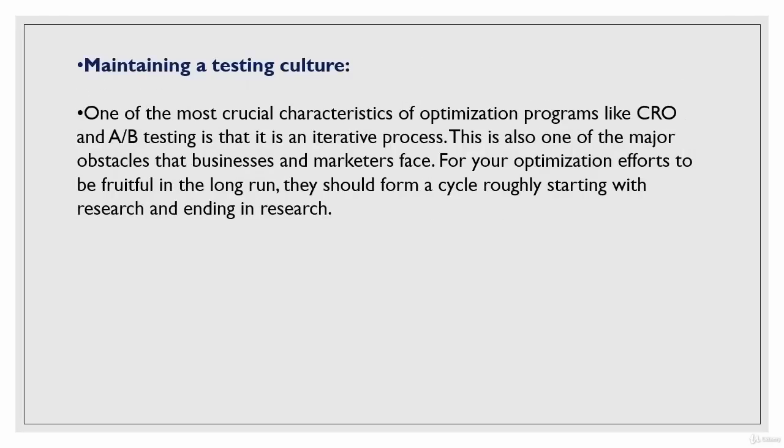Fifth, maintaining a testing culture. One of the most crucial characteristics of optimization programs like CRO and A/B testing is that it is an iterative process. This is also one of the major obstacles that businesses and marketers face. For your optimization efforts to be fruitful in the long run, they should form a cycle, roughly starting with research and ending in research.